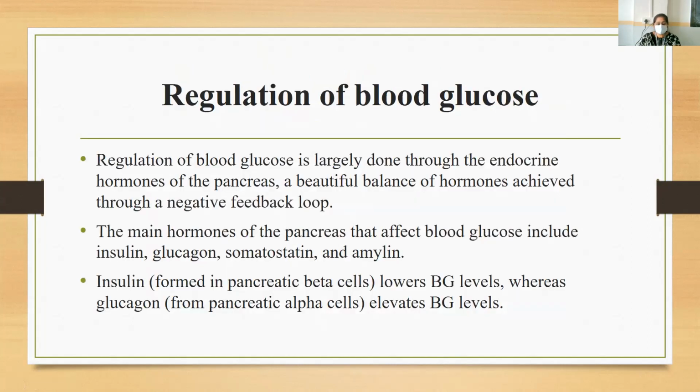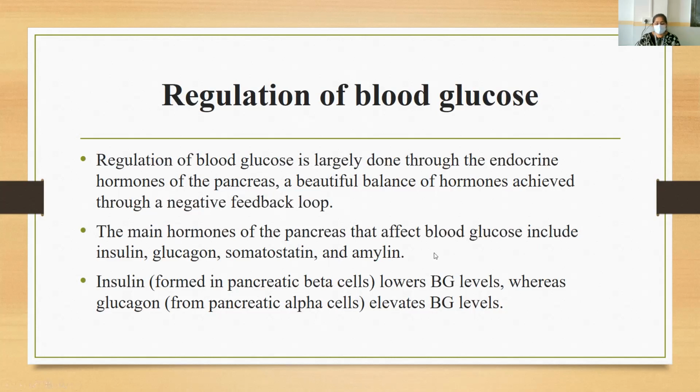Now, regulation of blood glucose is largely done through the endocrine hormones of the pancreas, which is a beautiful balance of hormones achieved through a negative feedback loop. Negative feedback loop is something you have learned in your enzymology paper, where whenever a product is accumulating, the product itself binds to specific enzymes, and that enzyme gets blocked, so that further formation of that product is blocked. That is what happens in the regulation of glucose also. It controls the metabolic pathways, mostly by allosteric enzymes, allosteric regulation.